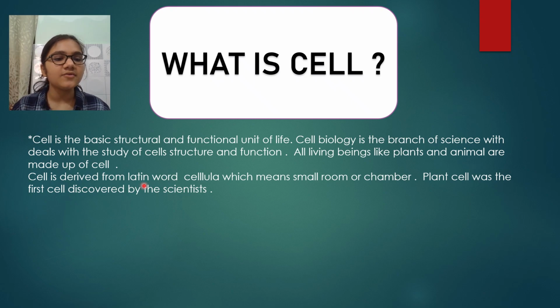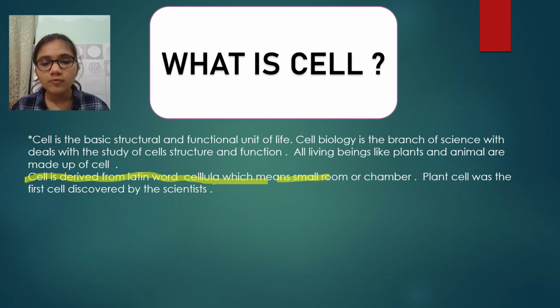The word cell is derived from the Latin word cellula, which means small room or chamber. Which was the first cell to be discovered by the scientists? It was the plant cell. The plant cell was the first cell discovered by the scientist.